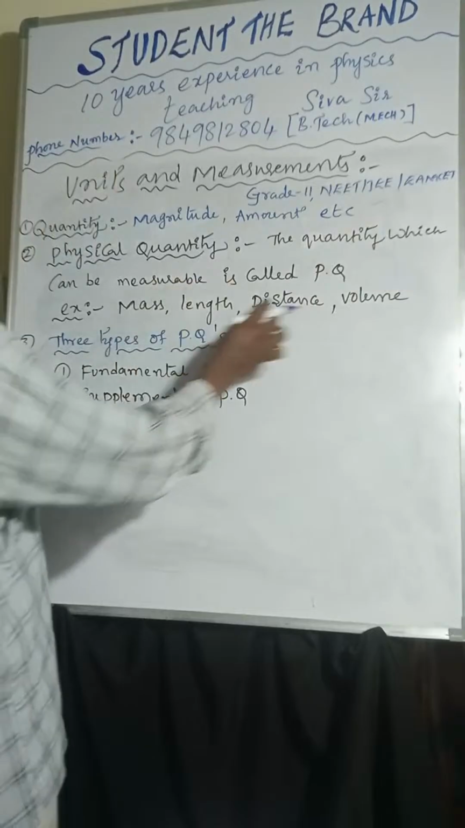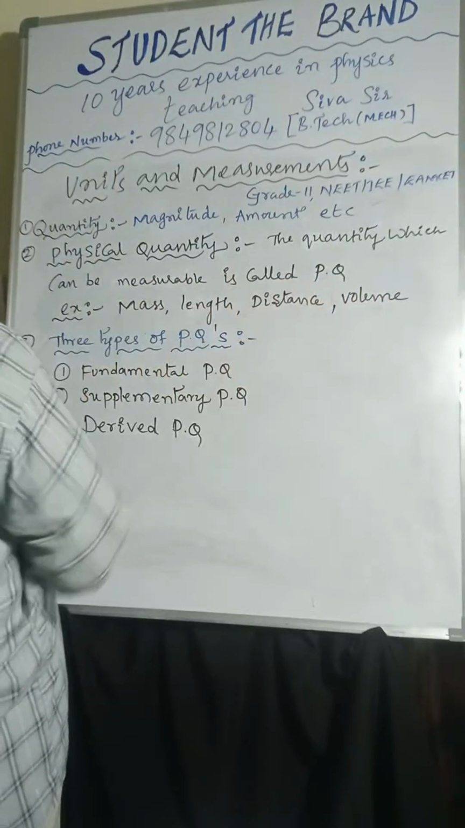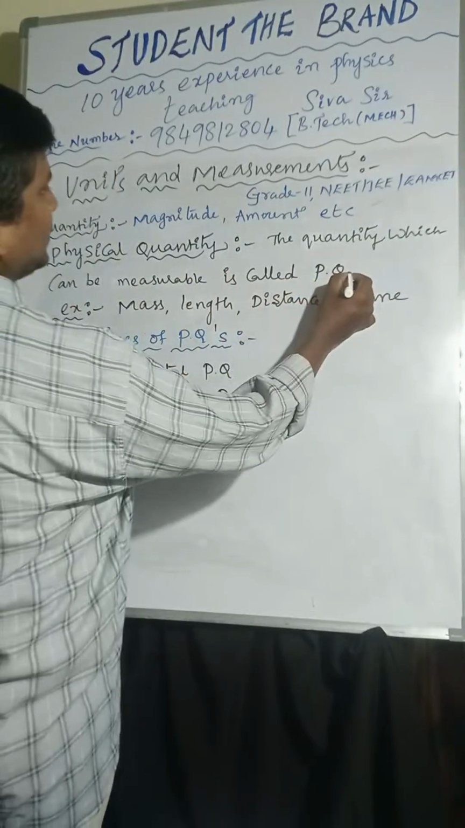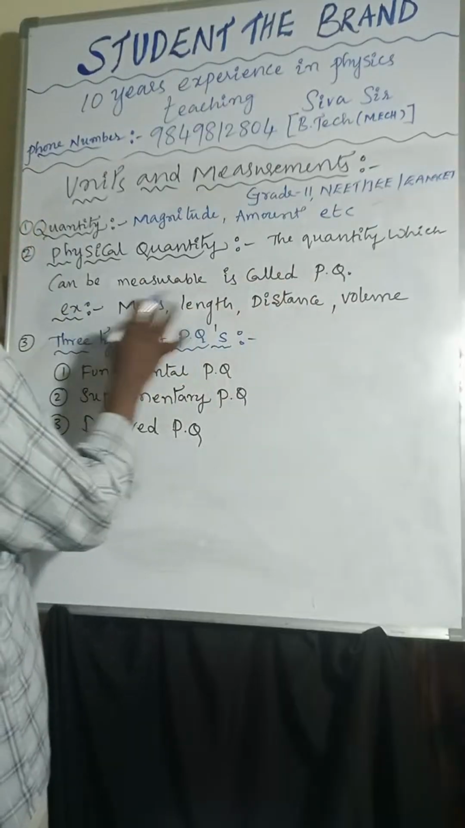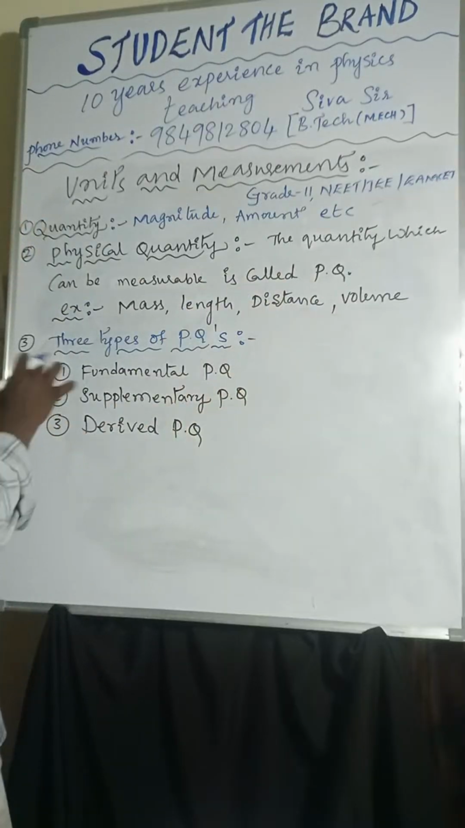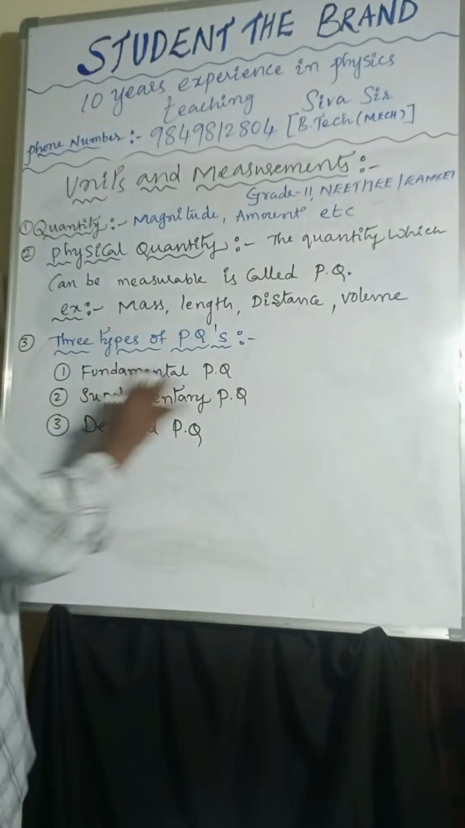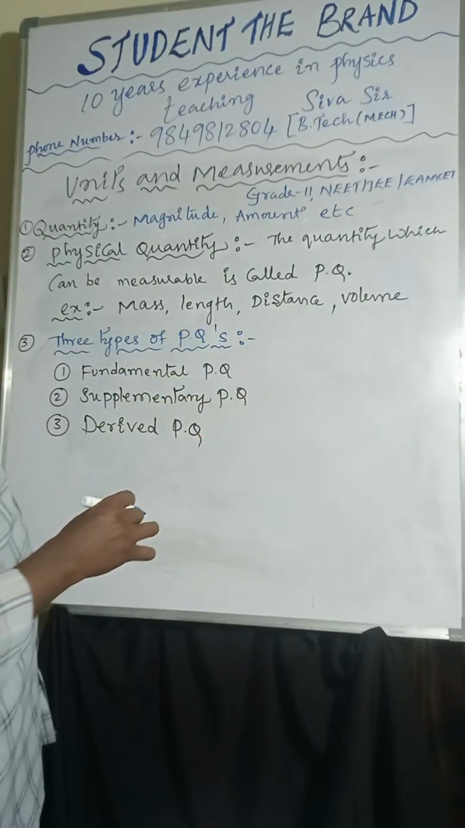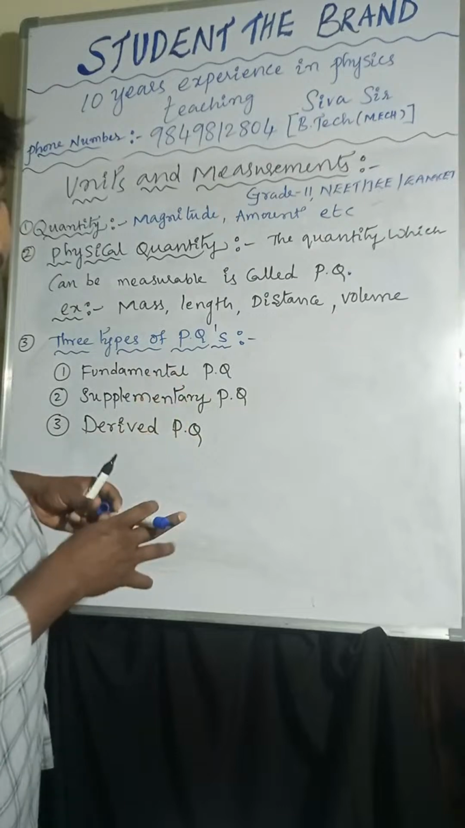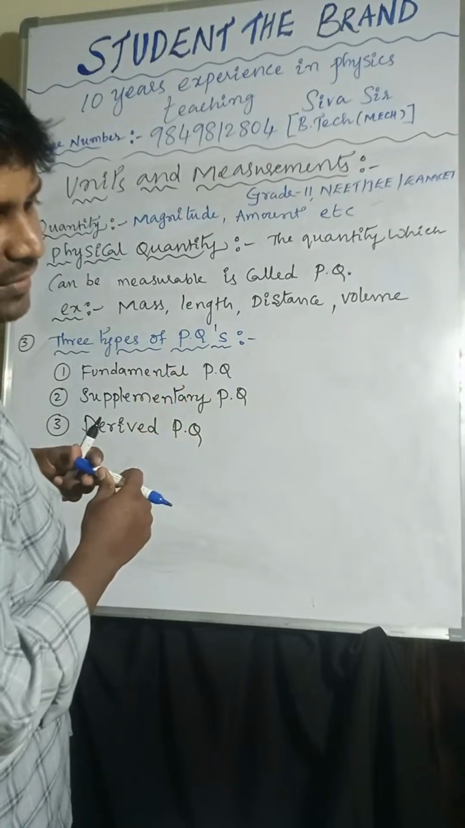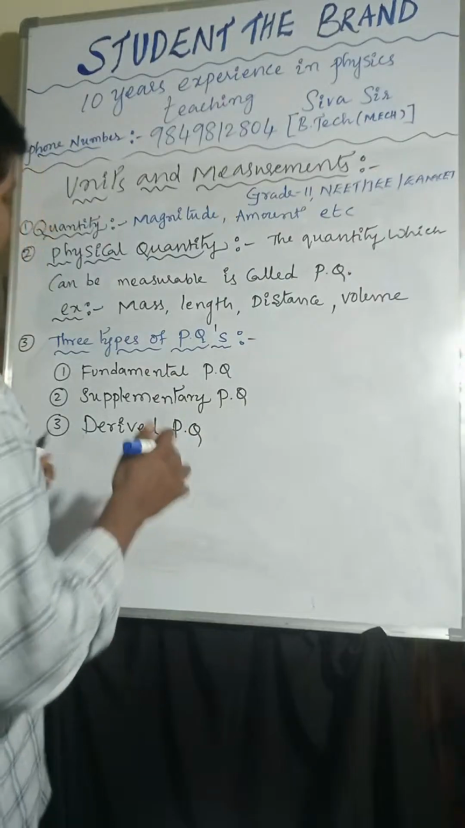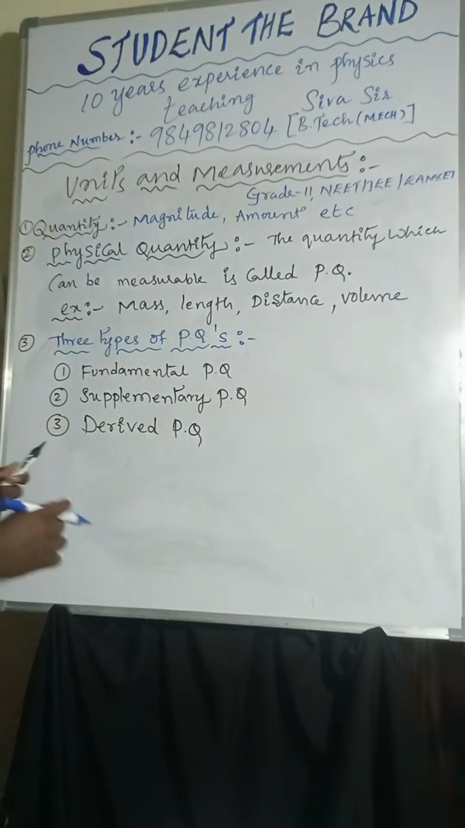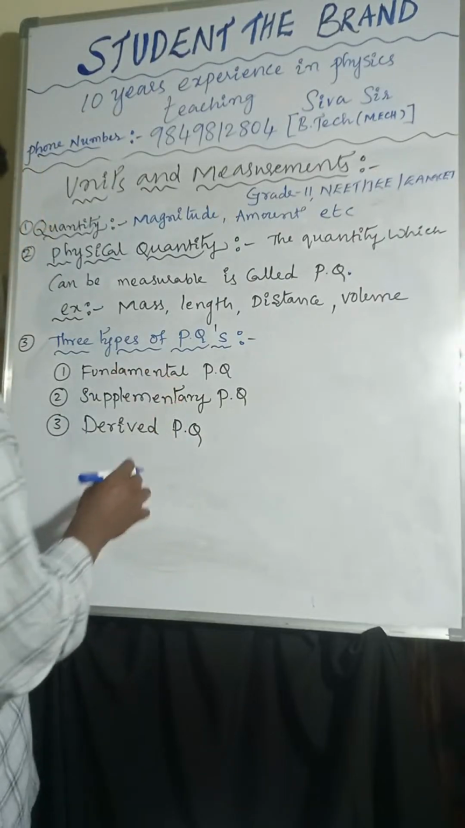A physical quantity is a quantity which can be measured. Examples are mass, length, distance, volume. There are three types of physical quantities: fundamental physical quantity, supplementary physical quantity, and derived physical quantity. Next, we can go for fundamental physical quantities.